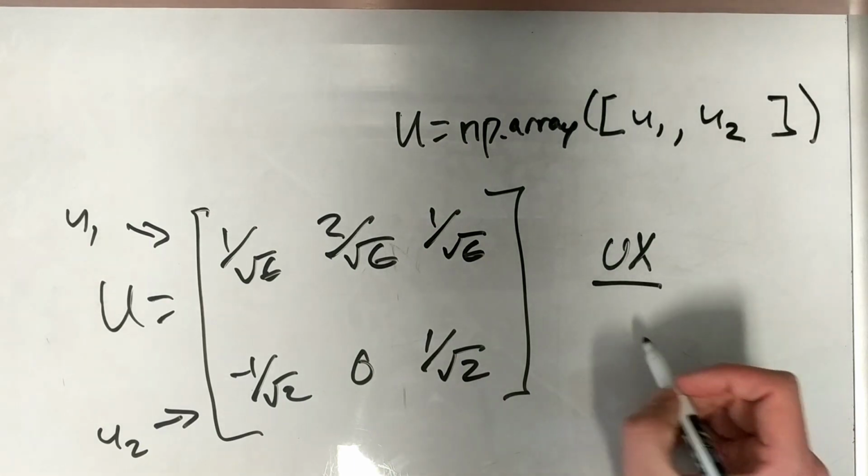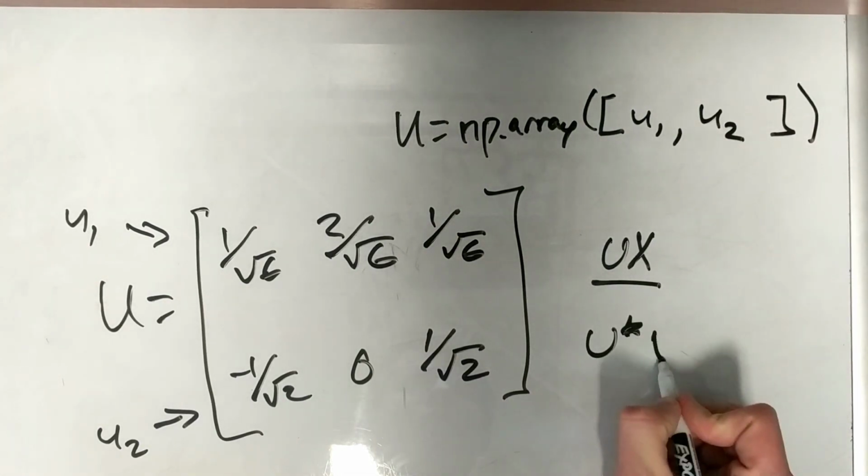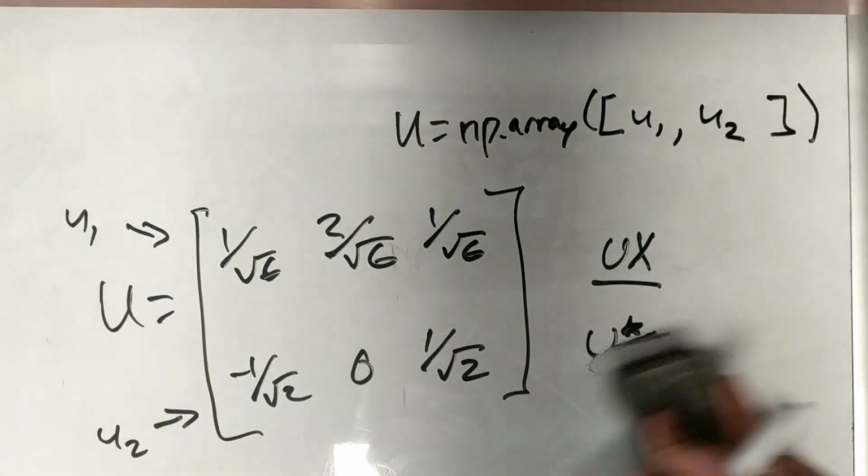You'll never do, as far as I know, in Math 215, something like u times x like that. You always do a matrix multiplication.